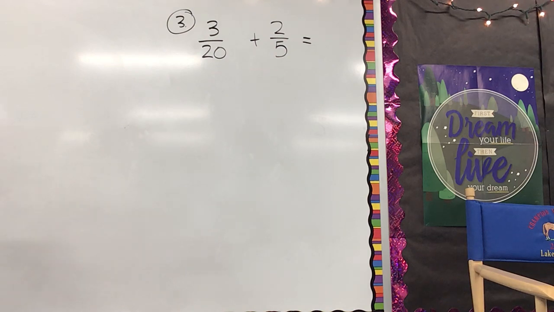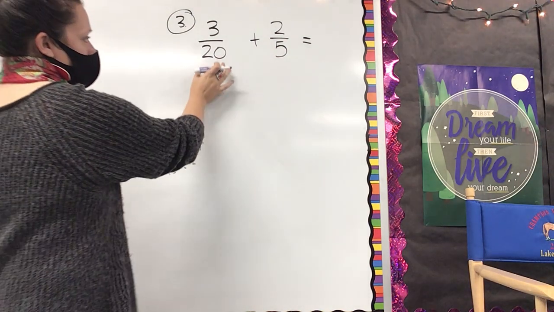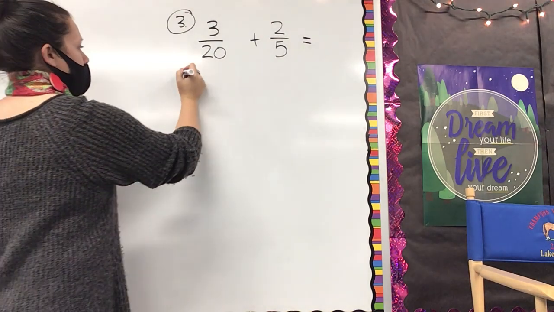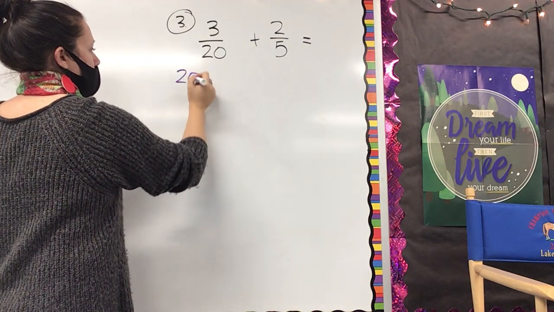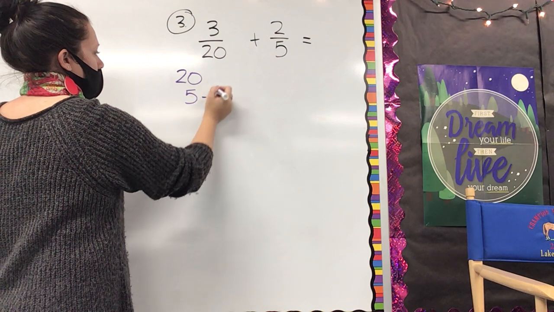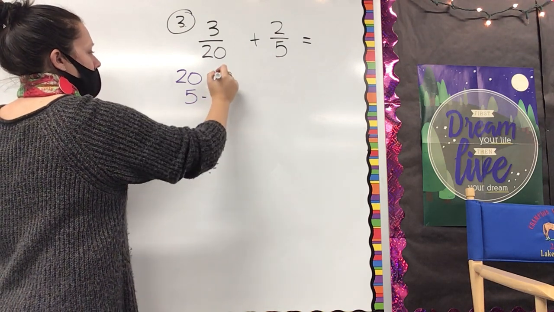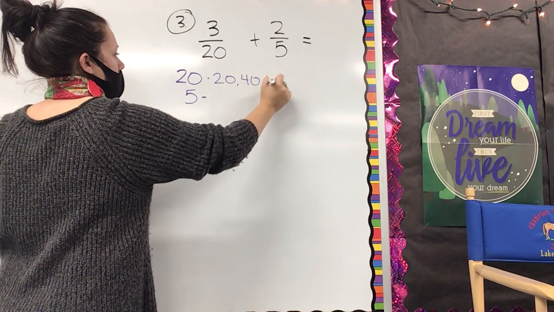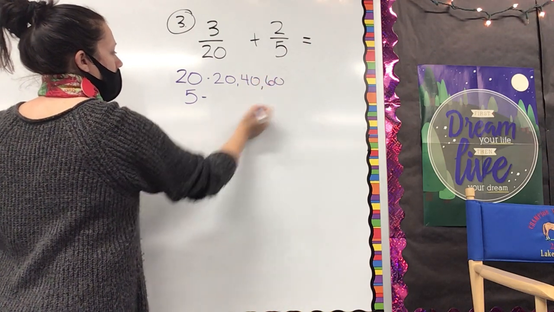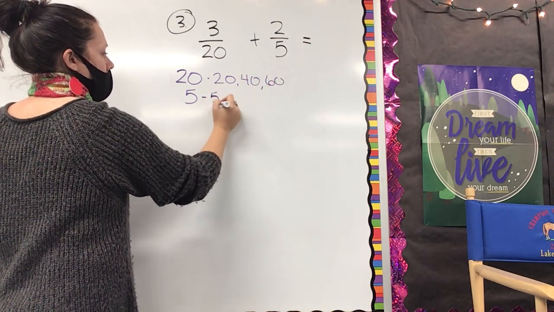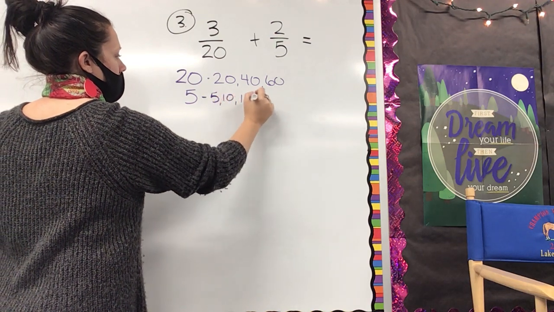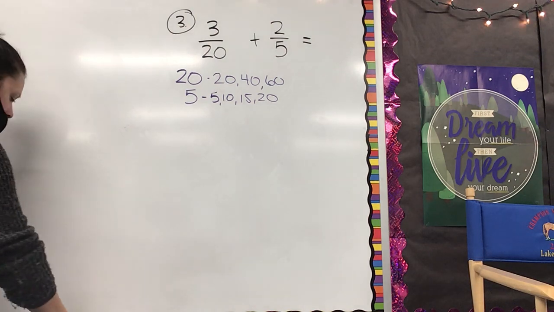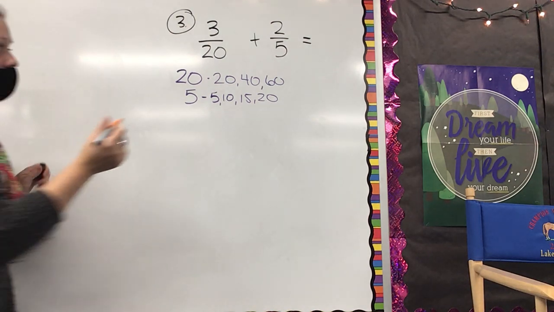All right, let's check it. Do I have like denominators? No. So I need to make a list of multiples so I can change those denominators. Multiples of 20, ready? 20, 40, 60. All right, good. Multiples of 5. 5, 10, 15, 20. What was my LCM? 20. Circle it.